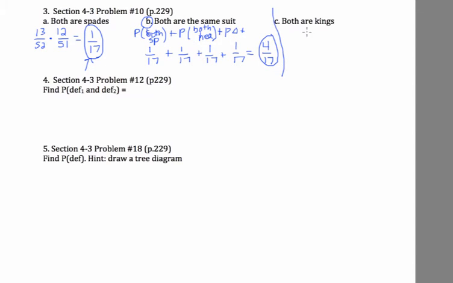Okay, part C. Both are kings. Well, you multiply the probability that the first one would be a king. There's 4 kings out of a total of 52 cards. And then, given that that happened, what's the probability that the second thing happens? Again, this is without replacement. Well, if I drew a king, that means there's 3 kings left out of a total of 51. So I multiply those two fractions, and I get 1/221.